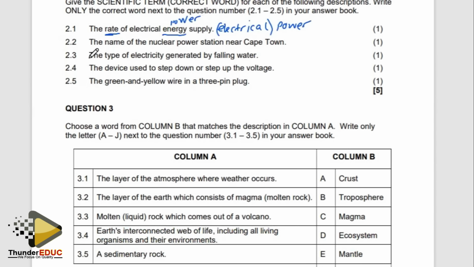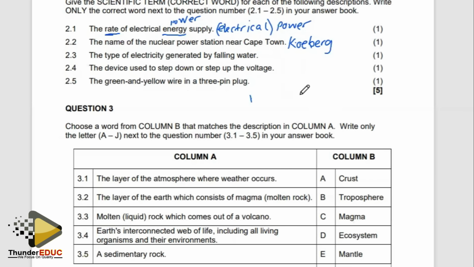Question 2.2. The name of the nuclear power station near Cape Town. This one we know. It's Koeberg. So that's a capital letter K because that's the name of a place. Then the rest of the word. Koeberg, right. That's it.